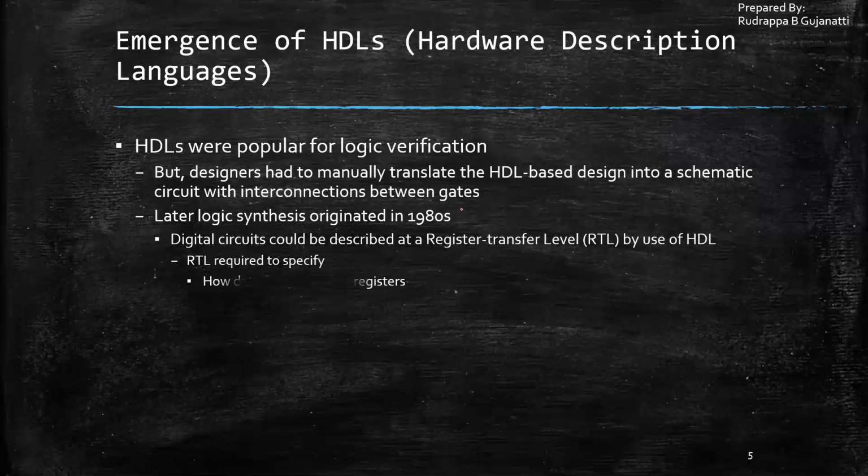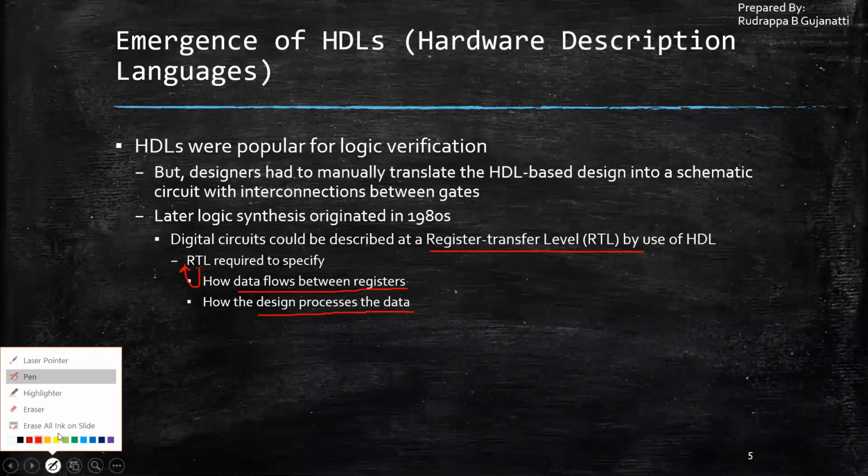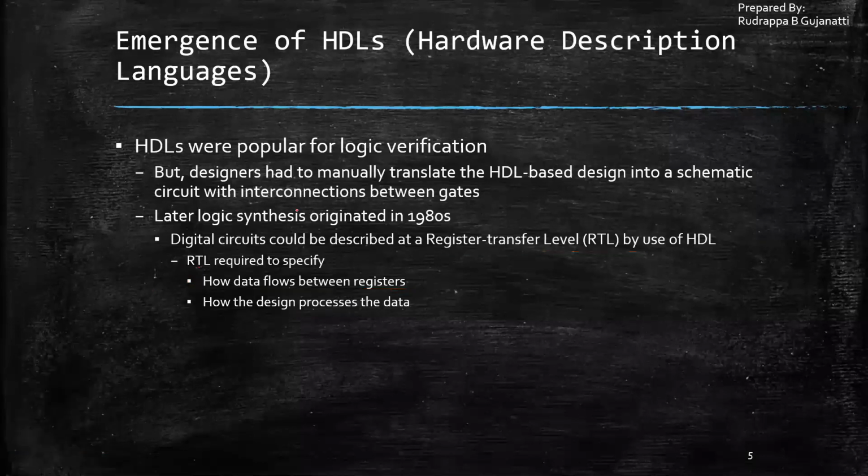So in this case, RTL is basically required to specify, that is its definition itself. RTL mentions how the data flow happens between the registers. That is what I mentioned, transfer of data between the registers. And another thing was what design processes the data. So on data, what all design processes have to be incorporated. That is what RTL will be providing.